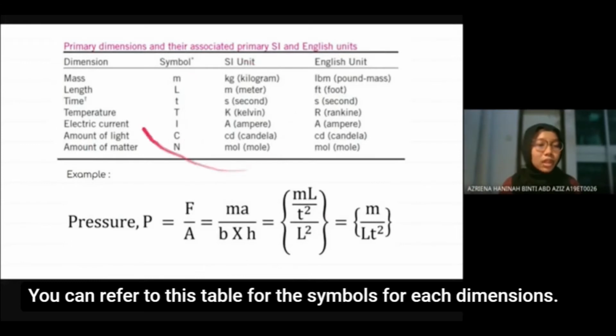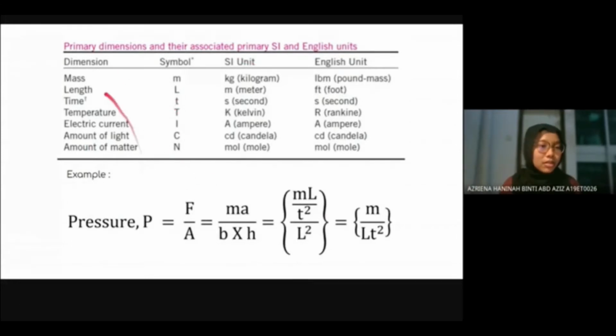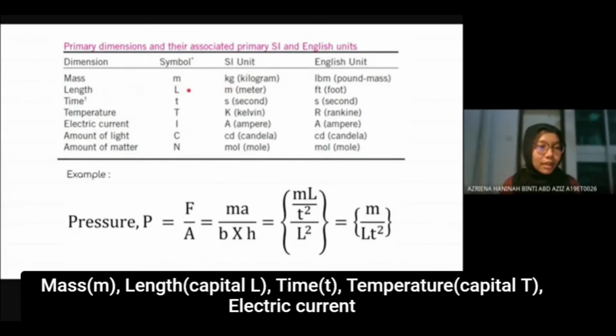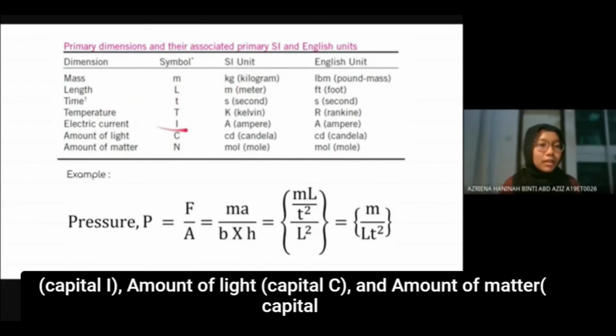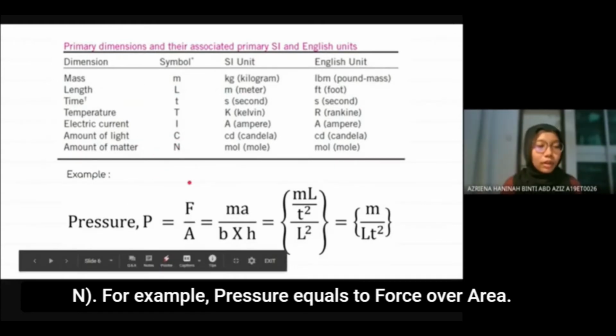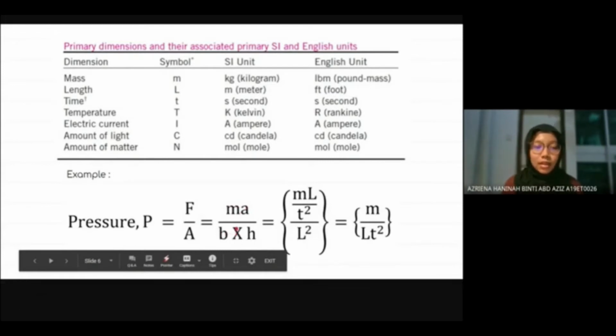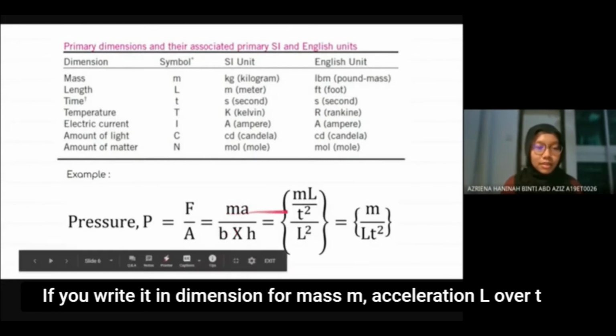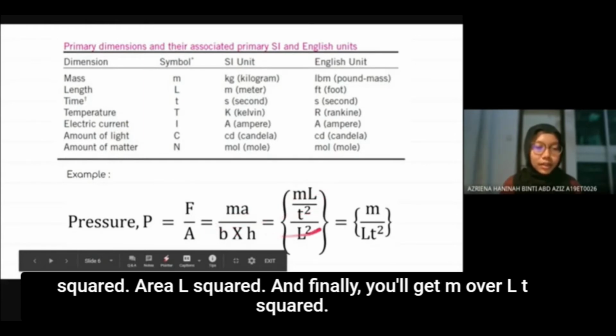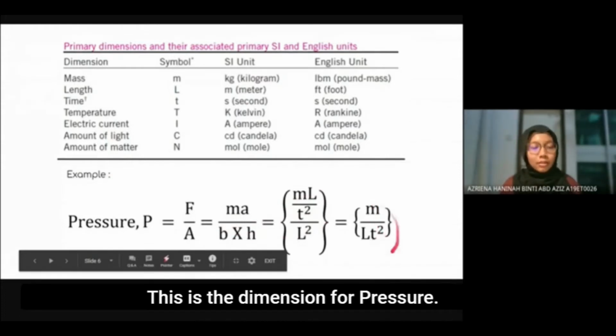You can refer to this table for the symbols for each dimension: mass M, length capital L, time T, temperature capital T, electric current capital I, amount of light capital C, amount of matter capital N. For example, pressure equals force over area. We know that force equals mass times acceleration and area equals base times height. If you write it in dimension form, mass M, acceleration L over T squared, area L squared, and finally you'll get M over LT squared. This is the dimension for pressure.